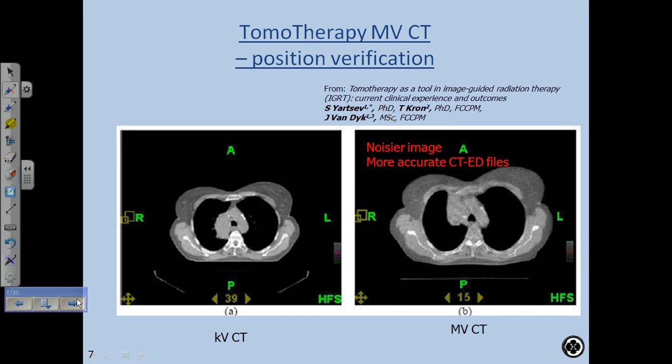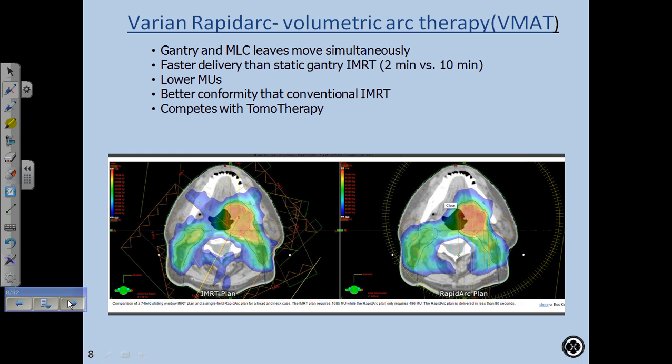Okay, RapidArc. So tomotherapy came around and Varian said, well, we're in big trouble. Tomotherapy is going to take over the world, right? Because the conformity is so much better than static IMRT. By the way, the timeline was three-dimensional treatment planning, where we started using 3D images, and then forward planning came around. Then static beam IMRT came around. Static beam means the gantry doesn't move during beam-on time. Then tomotherapy came around, and then RapidArc. That's kind of the timeline.